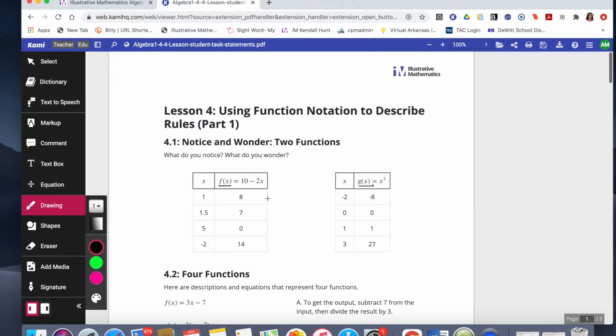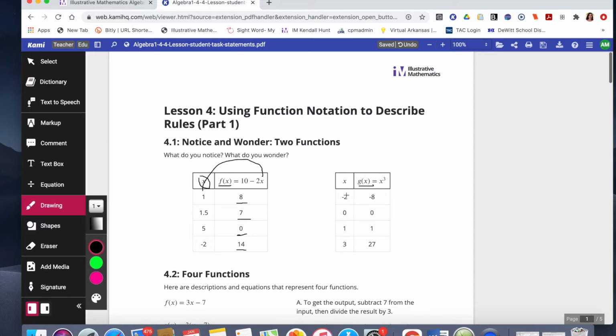What I like to do is ask, where do you think this 8 came from, and this 7 and the 0, where did these outputs come from? Well, if you take this 1, or the input, and you plug it in right here for that x, it would be 10 minus 2 times 1. Well, we know 2 times 1 is 2, so it would be 10 minus 2, which is 8. So here's my inputs, my x values. I take those and I substitute them in the function, and then it gives me the output.